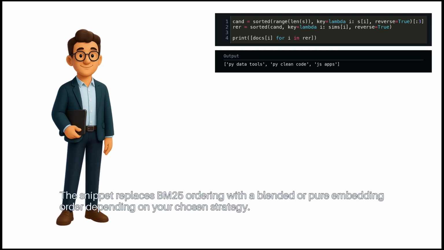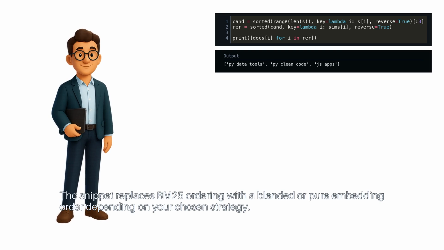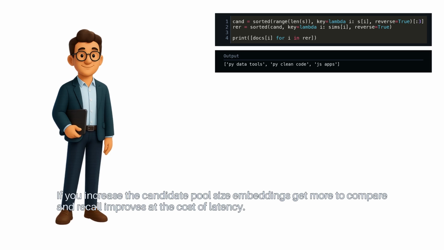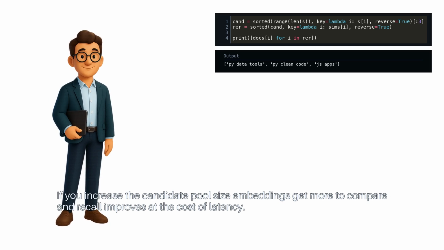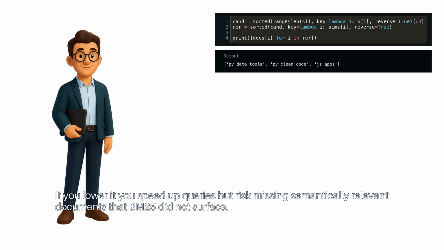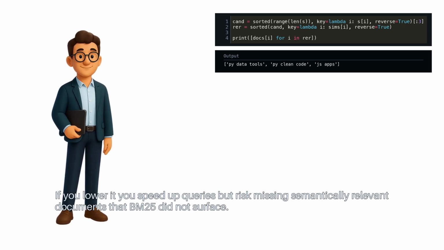The snippet replaces BM25 ordering with a blended or pure embedding order depending on your chosen strategy. If you increase the candidate pool size, embeddings get more to compare, and recall improves at the cost of latency. If you lower it, you speed up queries, but risk missing semantically relevant documents that BM25 did not surface.